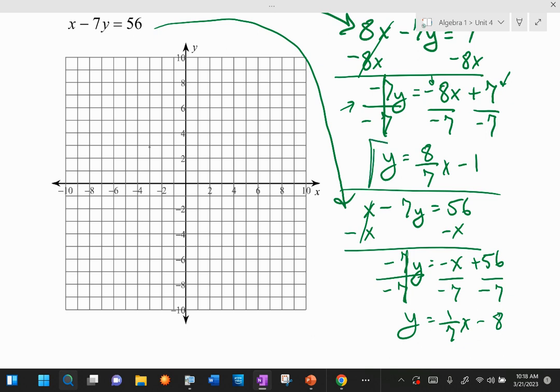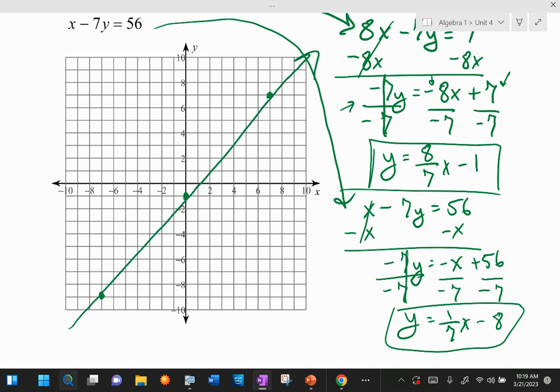Okay, so if I graph both of these, we'll start at negative 1 and go up 8 over 7. 1, 2, 3, 4, 5, 6, 7, 8. 1, 2, 3, 4, 5, 6, 7. I can do the same thing in the other direction. I just have to do the exact opposite. So I'm going to go down 8, left 7. 1, 2, 3, 4, 5, 6, 7. I know this works because it still gives me what kind of line? A straight line, okay, relatively speaking.